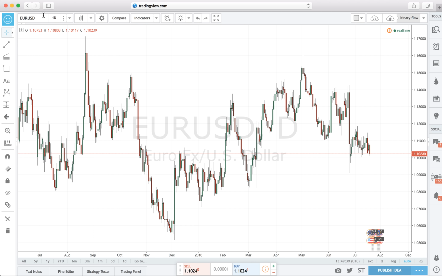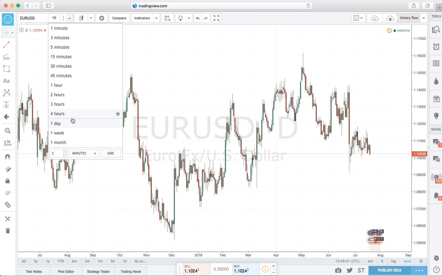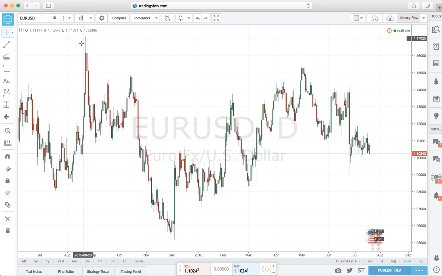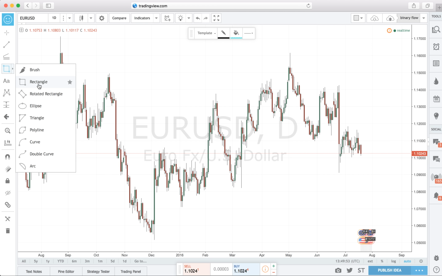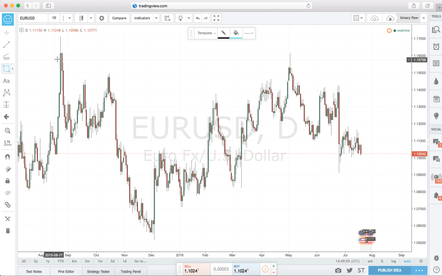What you're going to want to do is go on a bigger time frame, go on a daily chart, so you can really identify the overview of the market. So right now we're going to go to the rectangle tool. It's on the side, and you want to find these big spikes to the highs and the lows, and where you're going to draw your boxes are at these pins.